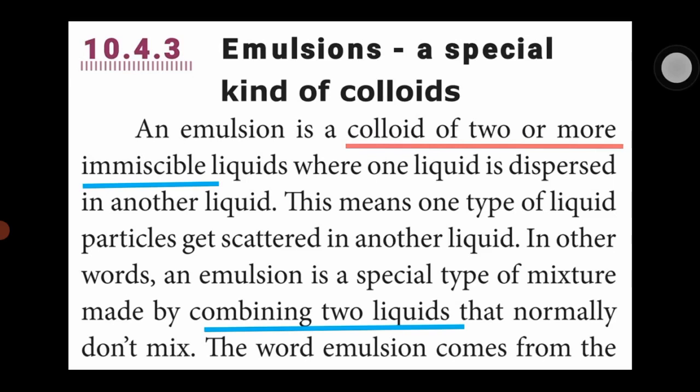How are emulsions formed? What is an emulsion? A colloid of two or more immiscible liquids. What already we know, what does immiscible mean? Two liquids that do not mix well. That is called an emulsion. One liquid is dispersed in another. An emulsion is a special type of colloid made by combining two or more liquids that normally do not mix.